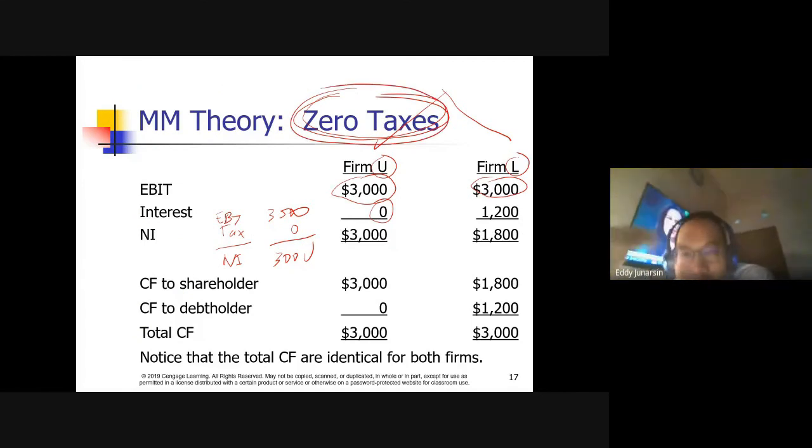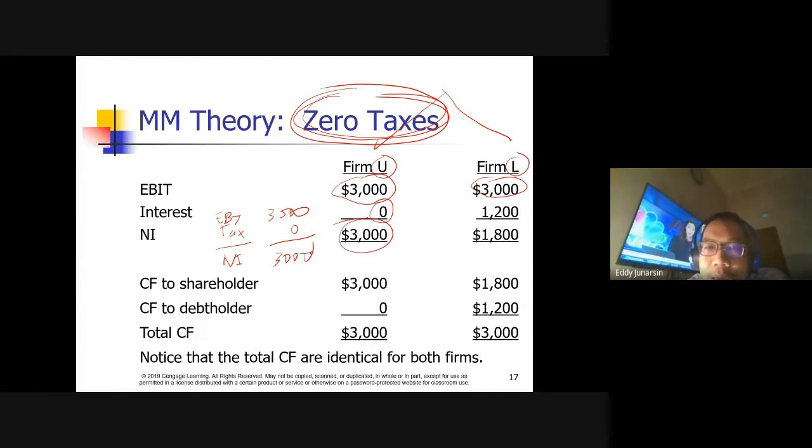One of the assumptions, again, is unrealistic in the real world. But by doing this, we want to make sure that tax is not in the way of observing the relationship between the firm value and the capital structure decision. Okay, so 3,000, the net income.